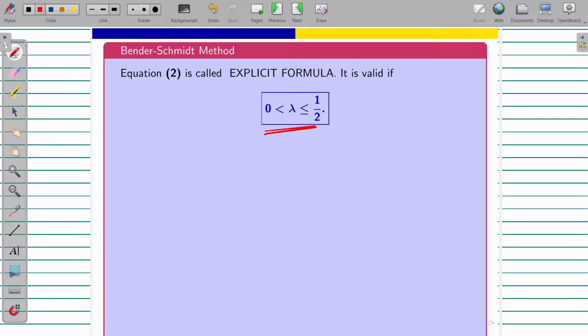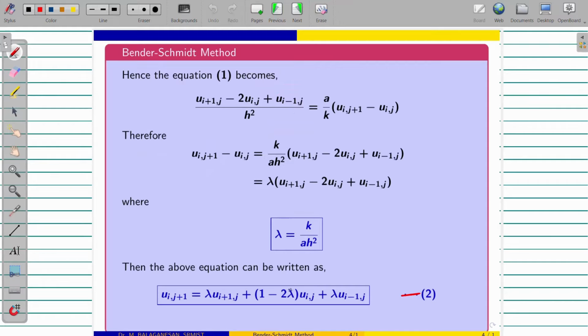Valid means what? It will converge. You will get the solution, or else it may oscillate. That's the meaning of valid, right? So for a particular value, if you take lambda equal to 1/2, then substitute in the previous equation. Replace lambda by 1/2. What will happen? 1/2, 1/2, the 2s will cancel. 1 minus 1 is 0. This term will vanish.